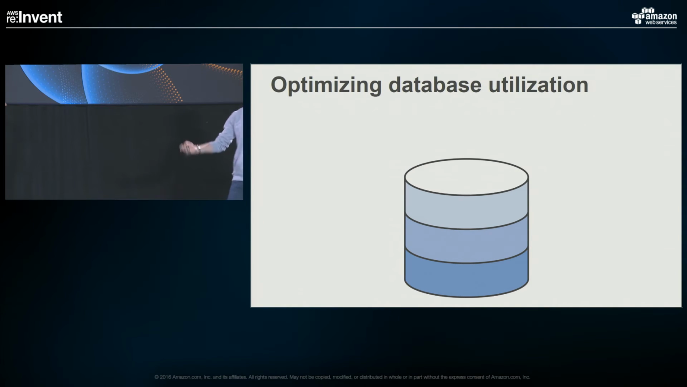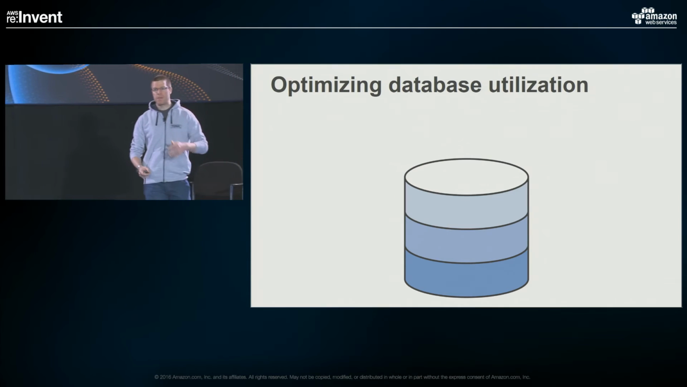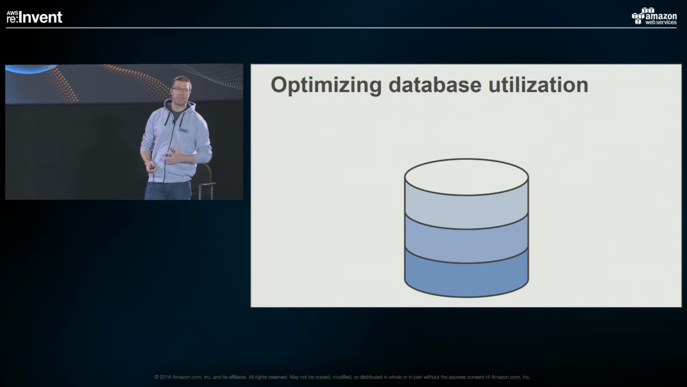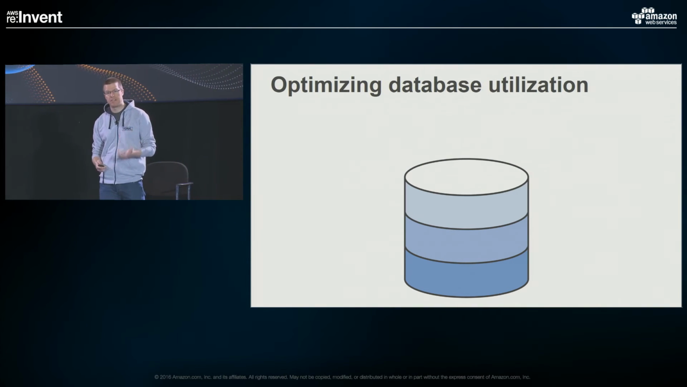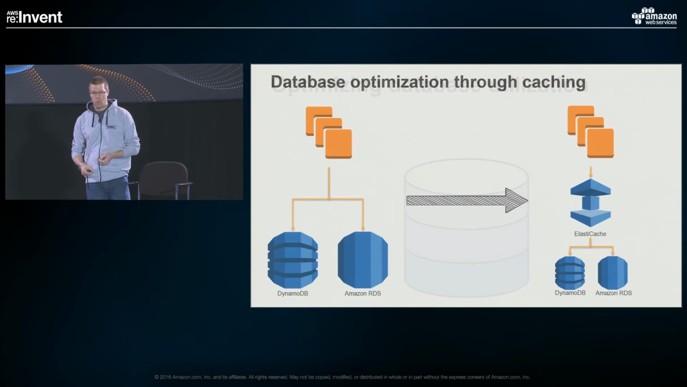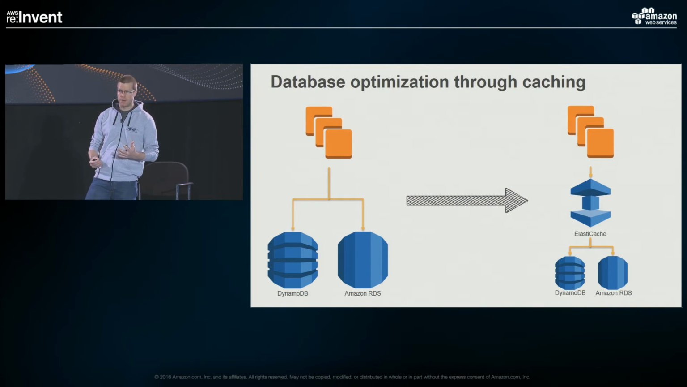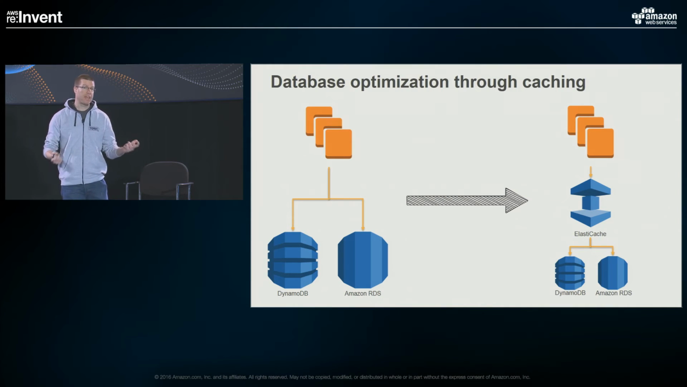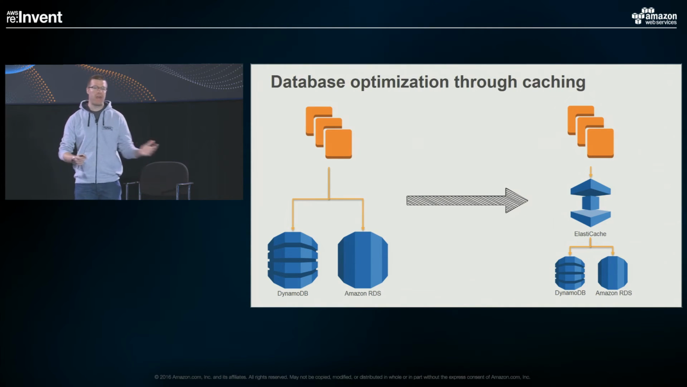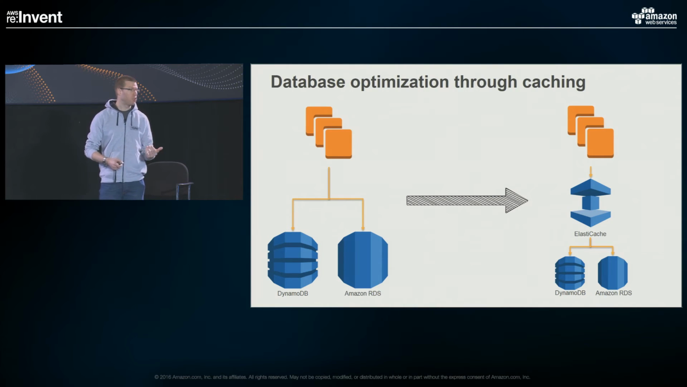Thank you. Yeah, like you mentioned, optimizing databases or cost optimizing databases always means optimizing database utilization. And one of the very obvious things, but also very hard things, is just cache. Cache everything which you have inside of your database. We had an application which was directly talking to DynamoDB and Amazon Aurora in our case.